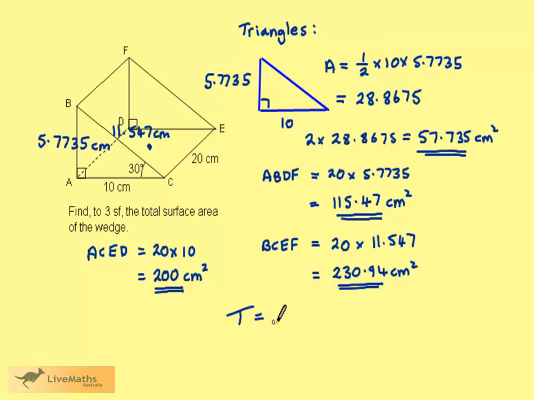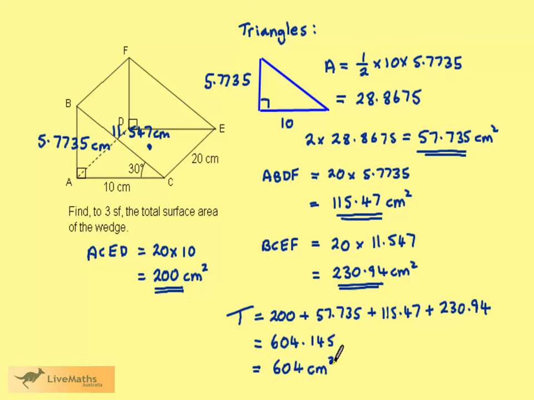So our total area is going to be 200 plus the area of the triangular ends, which is 57.735, plus the back face, 115.47, plus the top face, 230.94. Calculating all of this gives us 604.145, which is 604 centimeters squared, correct to the three significant figures required.